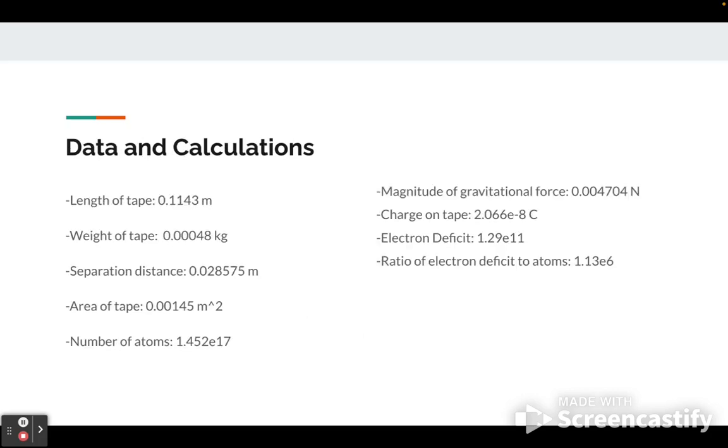So data and calculations, our most important data here is the length of the tape, weight of the tape, and the separation distance between them when the top tape began to float. And then we used the area of the tape and the number of atoms to determine that ratio, which is listed right here. And then over here, we found that the charge on the tape is 2.066 times 10 to the negative 8 coulombs. And then this is the electron deficit. But the charge on the tape is really the number that we're looking for in the next computational model.